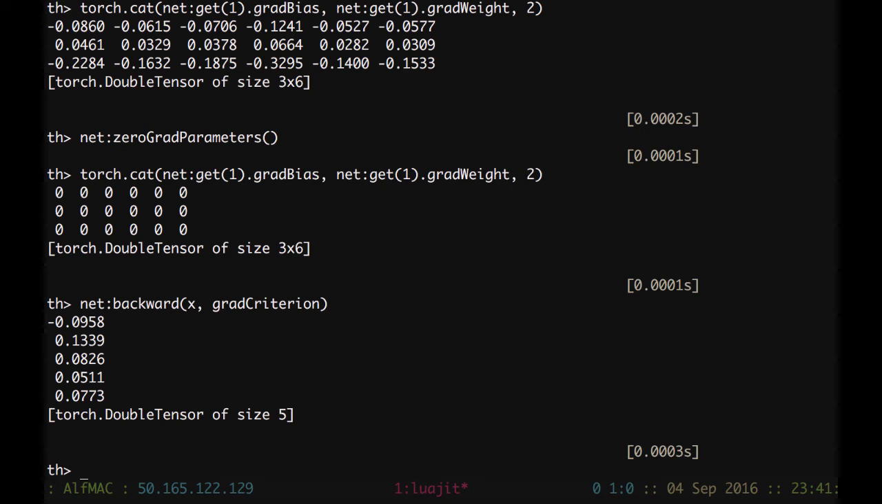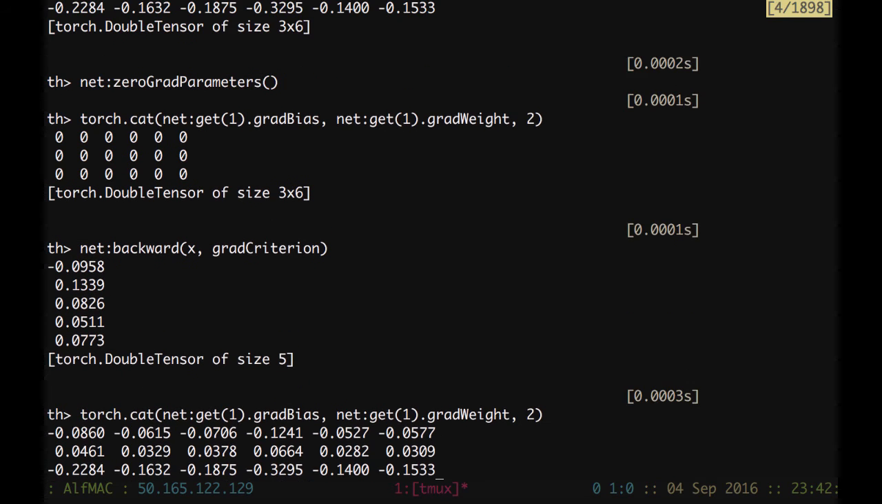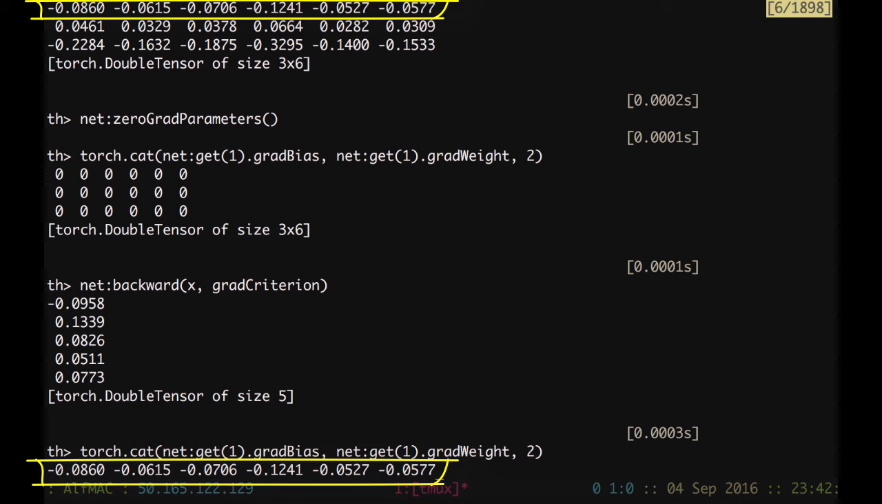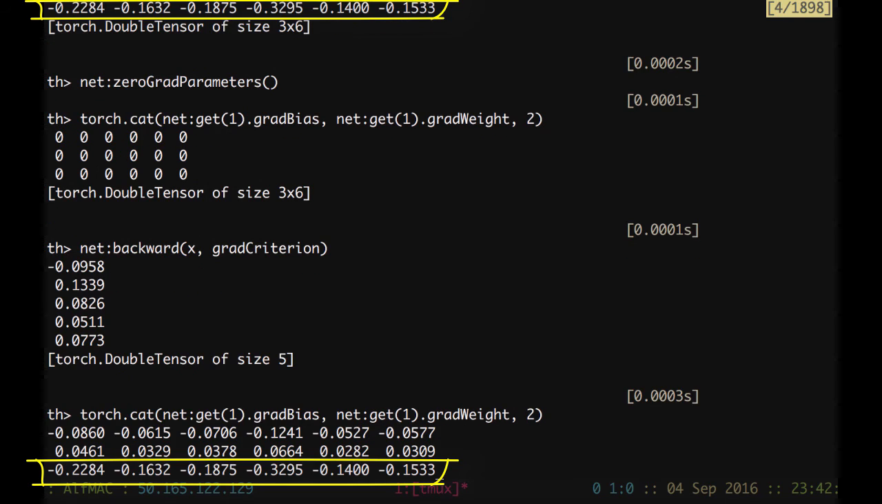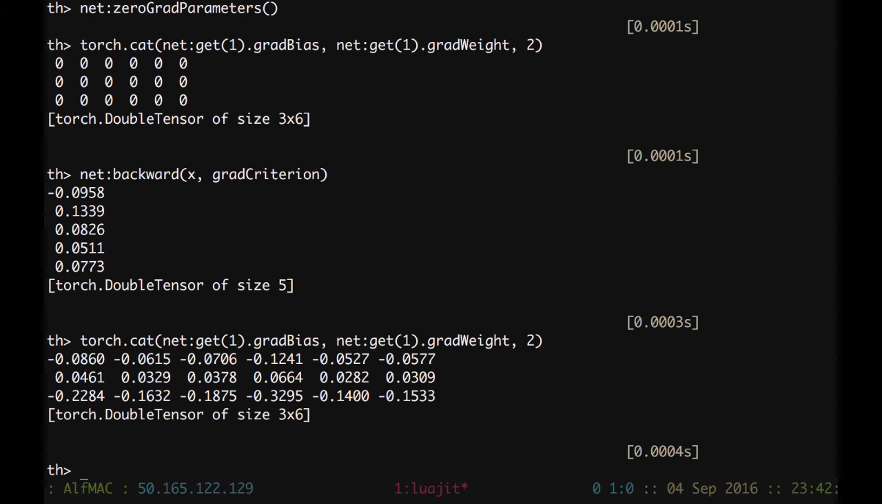So when we perform a backward step, it returns us the input gradient of the current network module, whatever we are using. Let's call this again. So we compare these numbers, and we can see we have minus 0.0860, minus 0.0615, second line 0.0461, third line minus 0.2284. That's perfect. So we computed the gradient of the error with respect to all the parameters of the linear module, which are the only parameters in this case, with just one instruction, network backward, to which we sent x, the input of the network, and the gradient of the error with respect to the output of the network, the h of capital theta.